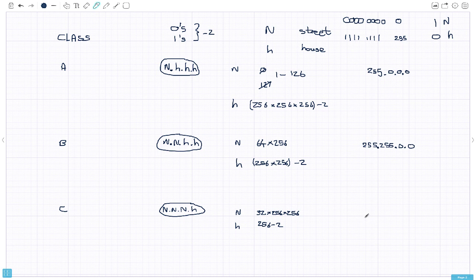And a class C address would be 255.255.255. So you put a 1 in the field that has the network. So there's 3 network fields, so 3 lots of 255.